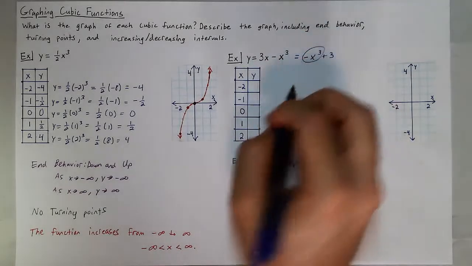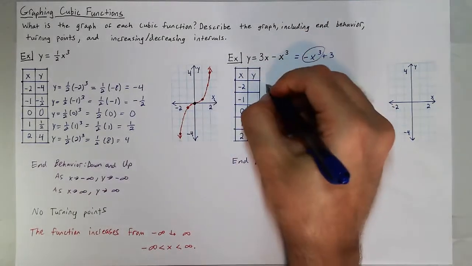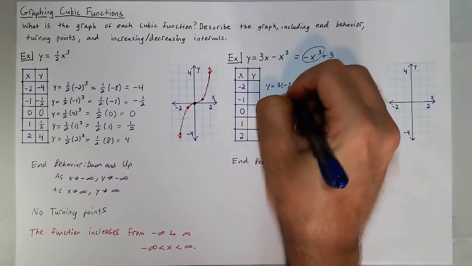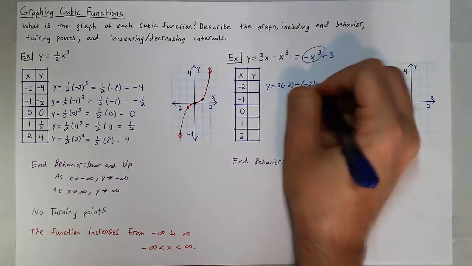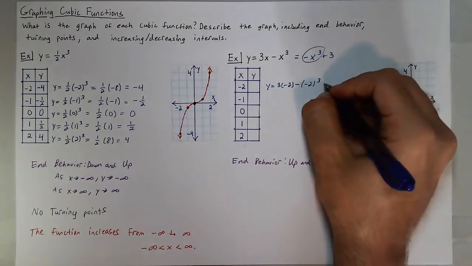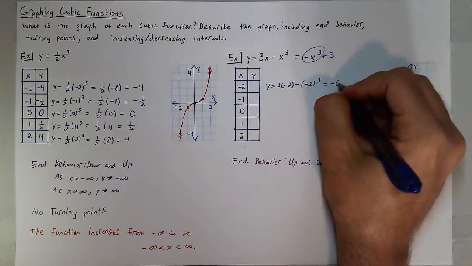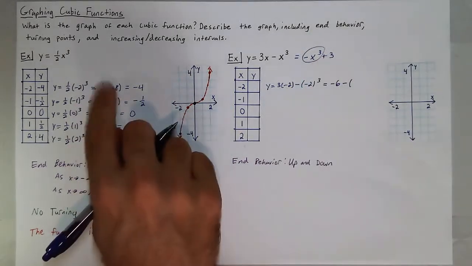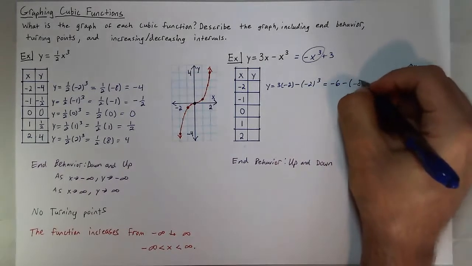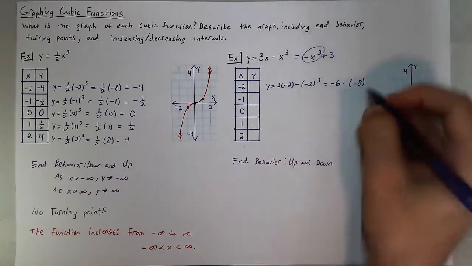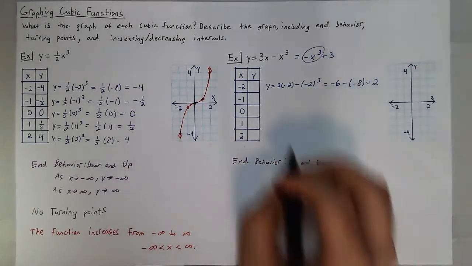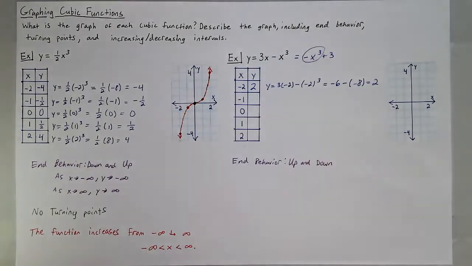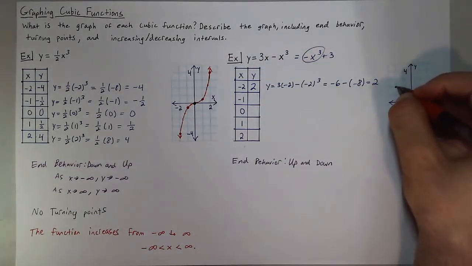First, we'll start by plugging in these values. Plug in -2. So 3 times -2 minus -2 cubed, which is 3 times -2 is -6, minus -2 times -2 times -2, which is -8. So -6 plus 8 would give me 2. So I have a point at -2, 2.